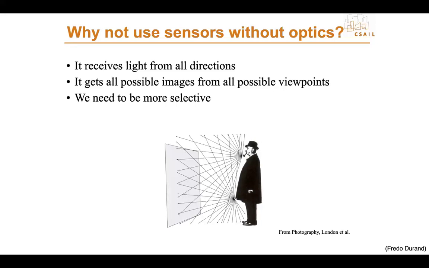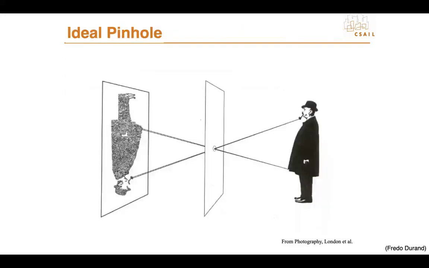And so in that way, we need a way to be more selective, to get the rays from certain directions, identify them, and have them as parameters of our model, right? And for this, we are going to use lenses, right? So we need to be more selective. But we talked here in the course about a pinhole camera, right?